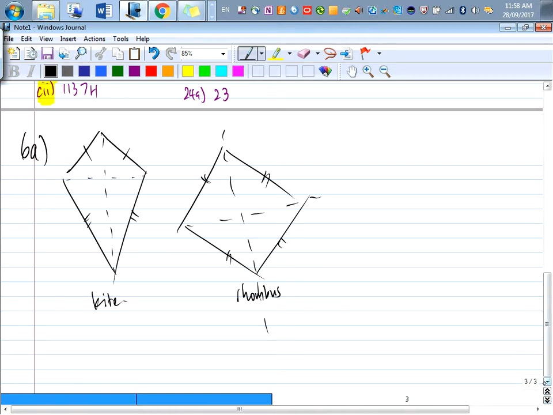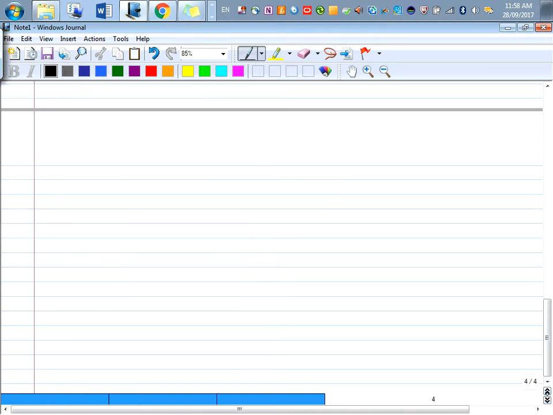Okay, so for 6b now, rotational symmetry. Every shape has at least one rotational symmetry. Or rather, every shape has rotational symmetry of order 1 at least. So how do we decide what is the order of rotational symmetry?